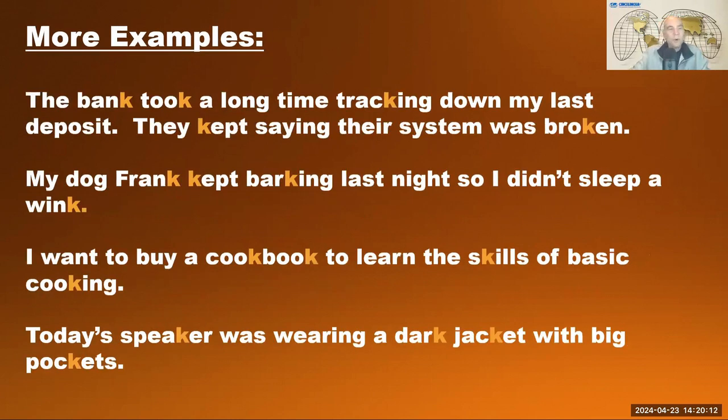Okay, more examples. The bank took a long time tracking down my last deposit. They kept saying their system was broken.